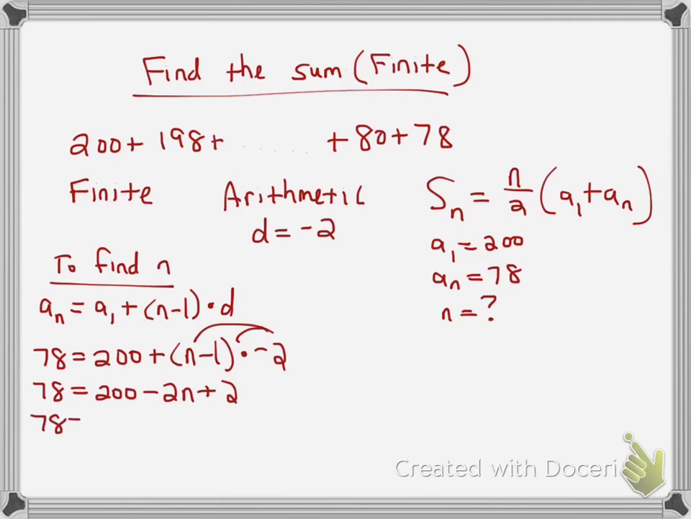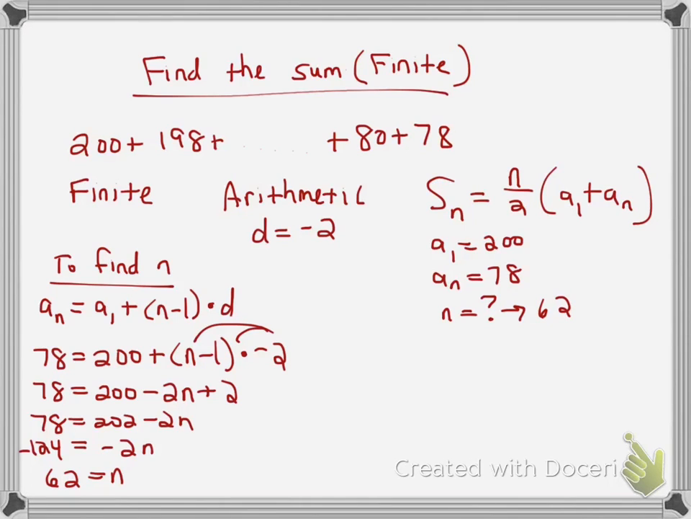All right, so you can see I'm going to write all this stuff out. I combine the 200 plus 2. I subtract 202 over. I divide by -2, so I end up getting 62. So that means there's 62 values. There's 62 numbers, starting with 200 and ending at 78. That's a total of 62 numbers.